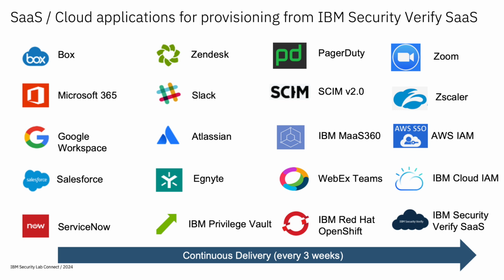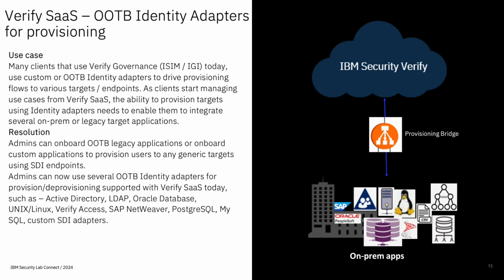This slide shows a snapshot of the connectors that we have in our catalog. These are a few of the most common endpoints available for provisioning from IBM Security Verify. The list is growing with continuous delivery every 3 weeks. And along with the SaaS targets, we have a list of supported on-prem targets.